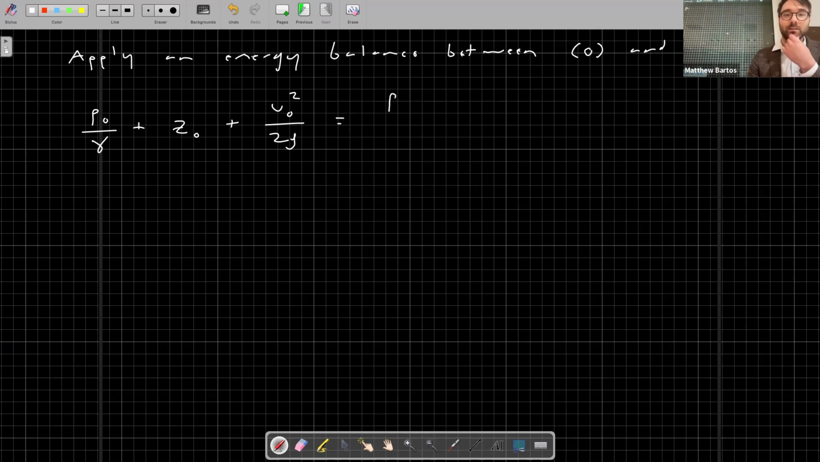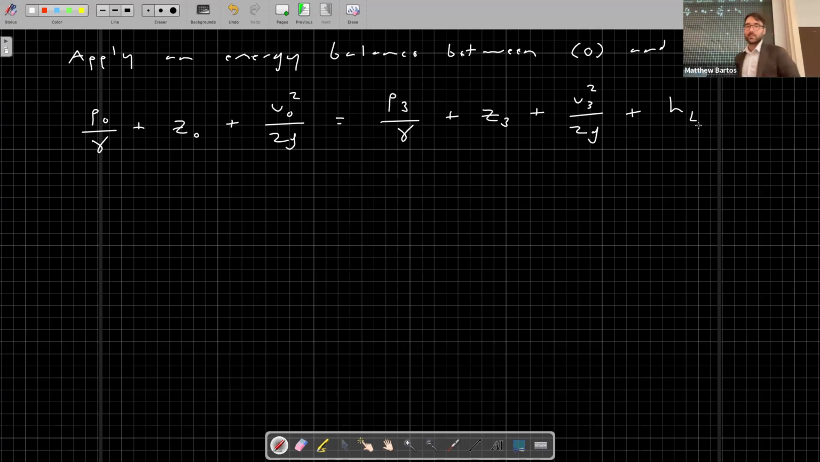This is equal to P3 over gamma. That's the pressure at the outlet divided by the specific weight, plus Z3, the elevation of the outlet above some datum, plus U3 squared over 2g, the velocity of the flow exiting the rotary valve. And then to that, we need to add all of the head losses. So I'm just going to group these together as h_L. So that includes all the head losses, both from the minor losses as well as from the frictional losses.